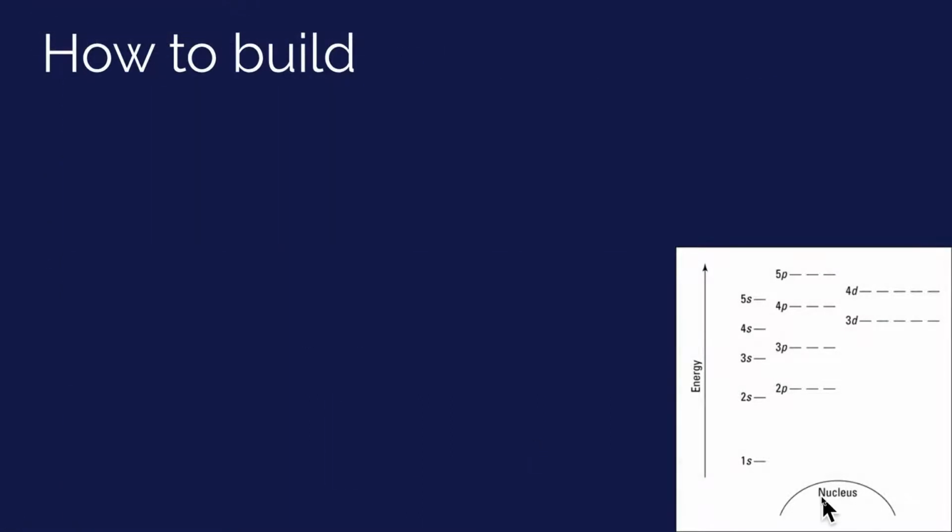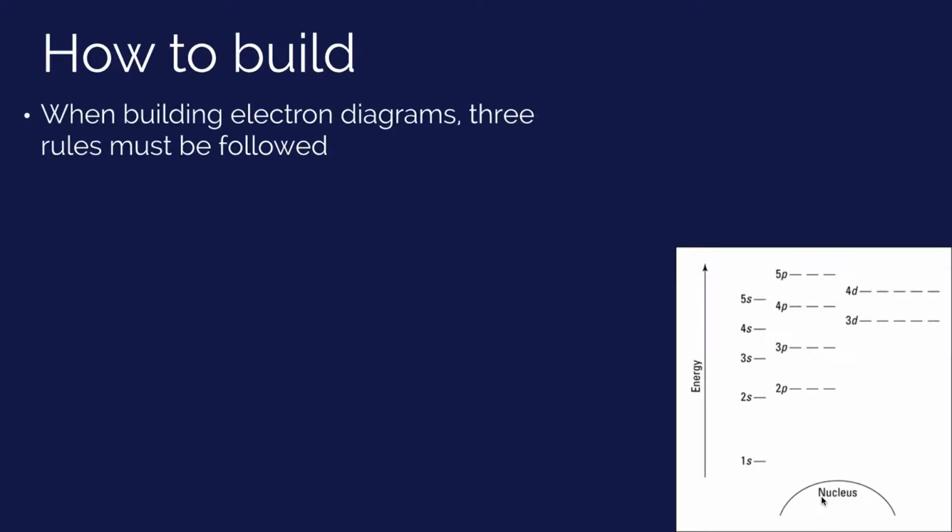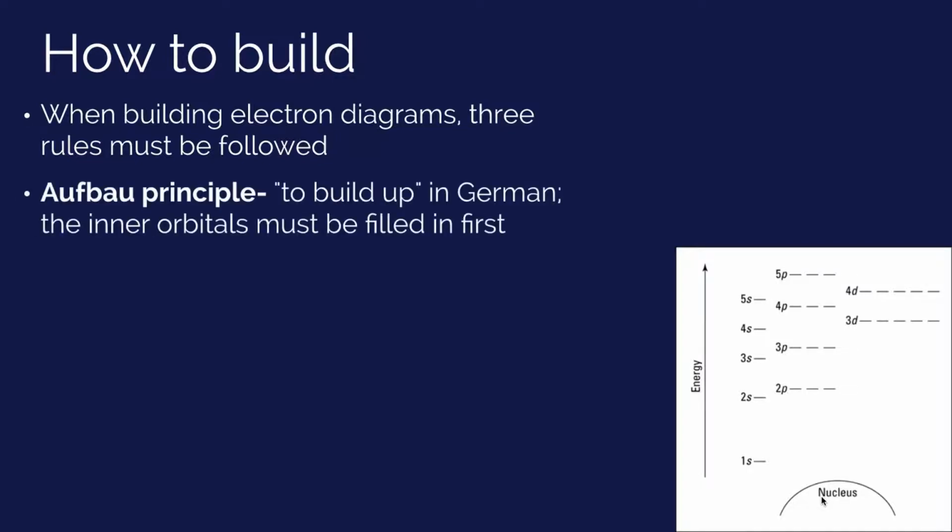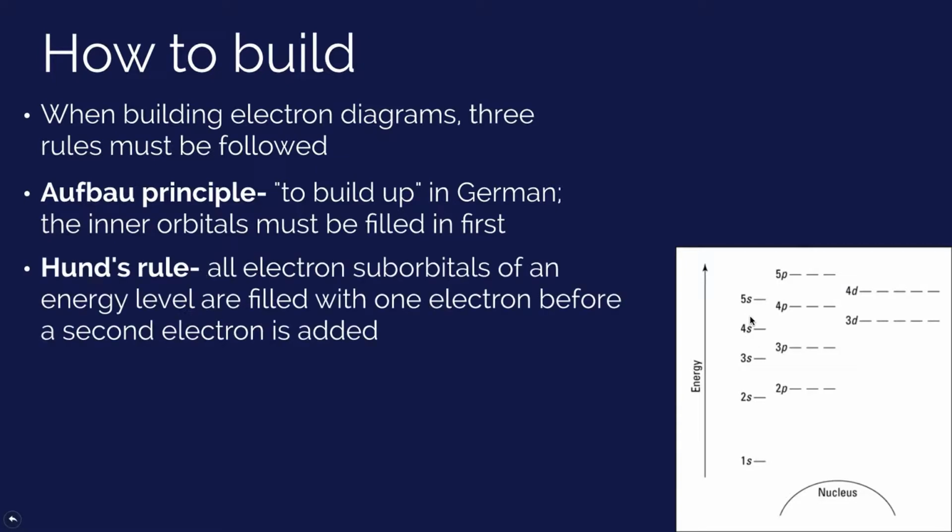Let's see how we actually use our energy diagrams for this. So when we make these diagrams, we need to follow 3 rules in order to have them be correct and show us the right information. The first one is called the Aufbau principle. And Aufbau is a German word that means to build up. So very simply, it just means that we need to start from the bottom and move our way up. We're starting in the inner orbitals that are closest to the nucleus, and we're moving our way out.